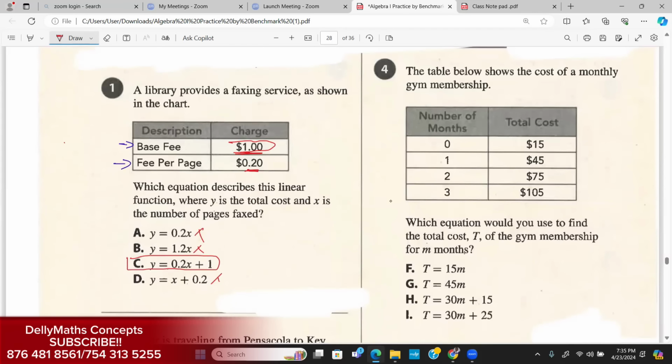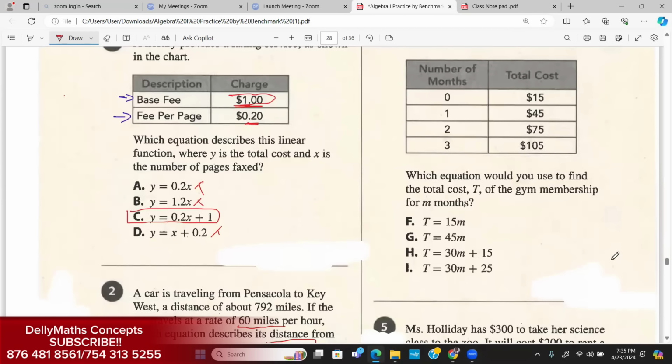4 says, the table below shows the cost of a monthly gym membership. So you see the number of months here and the total cost. Which equation would you use to find the total cost of the gym membership in m months? All right, so this is key for what we're doing because at 0 months, you're paying 15. At 1 month, you're paying 45. So if you subtract this 15 from it, it's actually 30 plus 15. If you take the 15 out of this, you're seeing 60 plus 15.